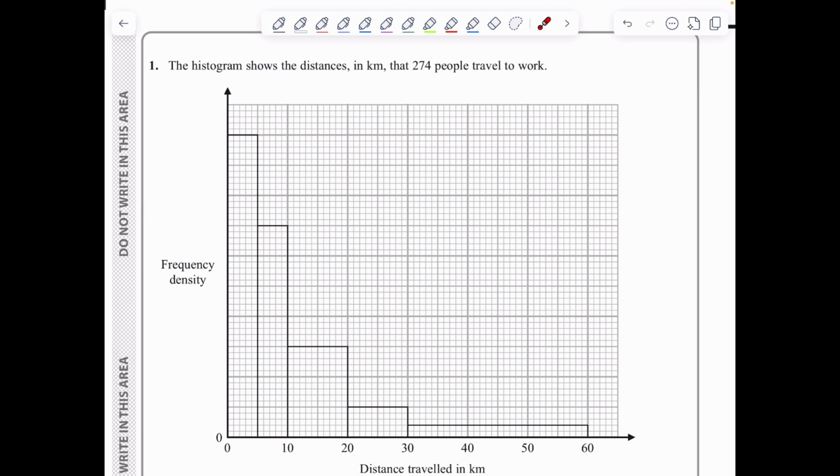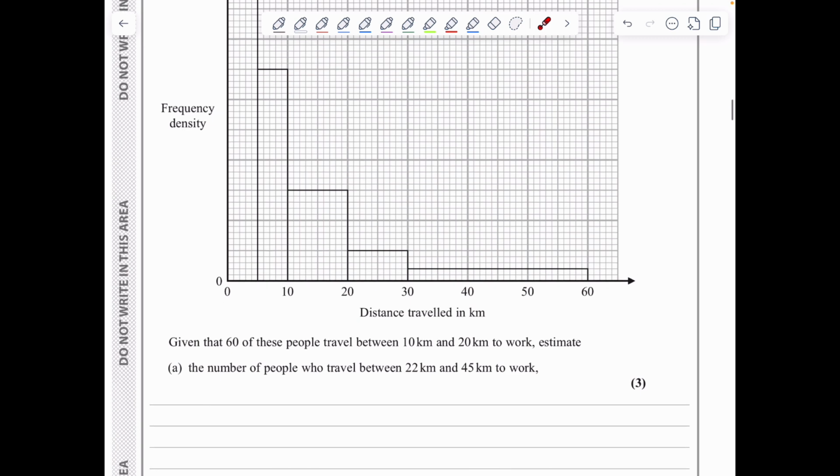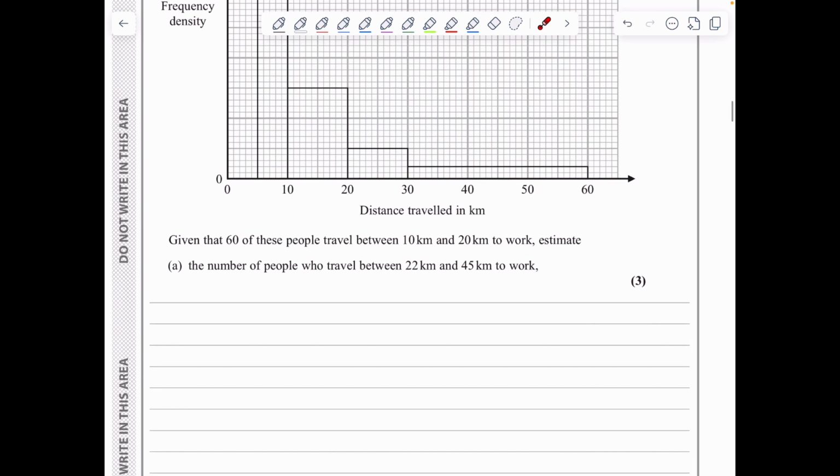In question 1, we've got the histogram showing the distances in kilometers that 270 people travel to work. And given that 60 of these people travel between 10 and 20 kilometers to work, we need to estimate the number of people that travel between 22 and 45 kilometers. Well, the first thing to do here is draw a table of frequencies.